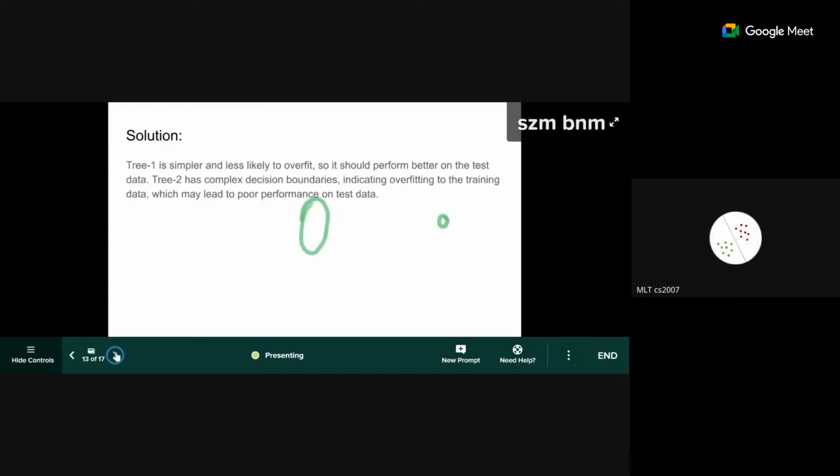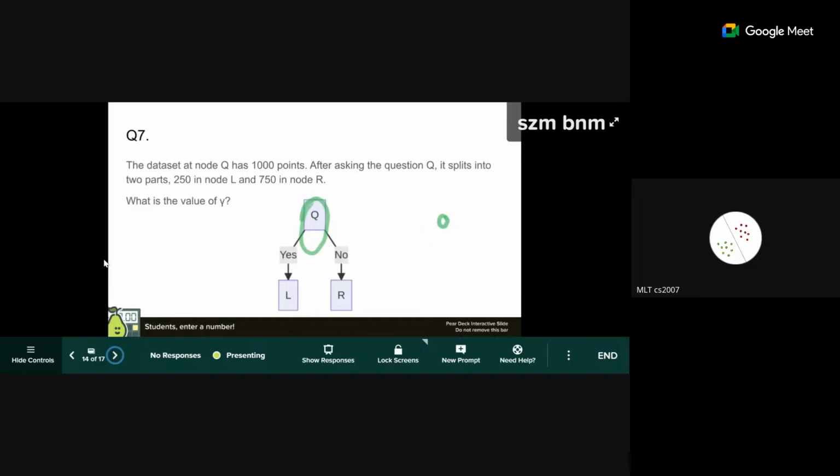Okay, all right. Moving to the next question. Here it says the data set at node Q has 1000 points. After you ask this question Q, it splits into two parts where 250 points go to node L, and in node R you have 750 points. So what is the value of gamma over here? This is gamma, not Y.